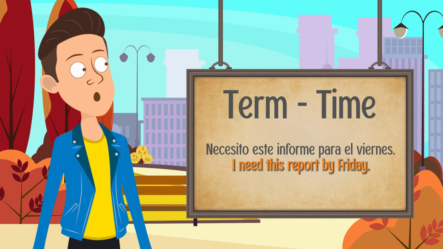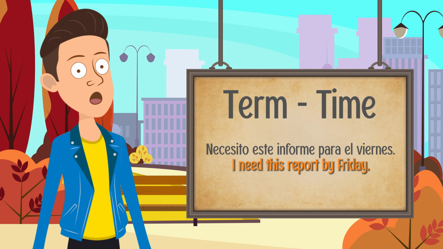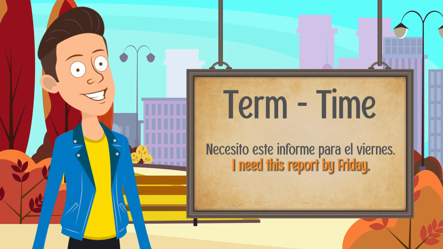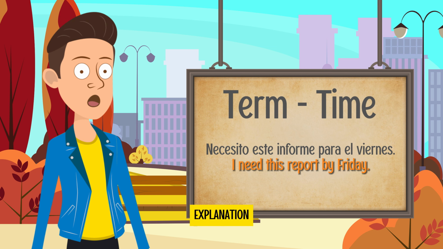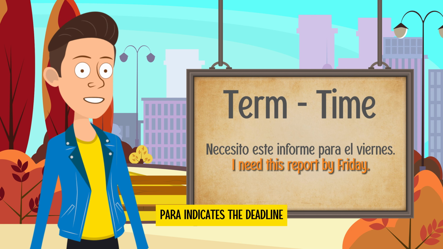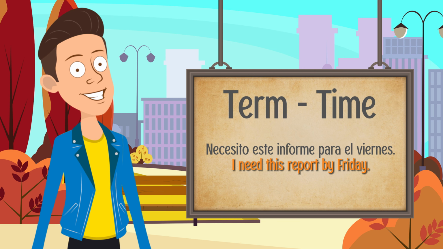Term or time. Necesito este informe para el viernes. I need this report by Friday. Explanation. Para indicates the deadline or specific time by which the report is needed.